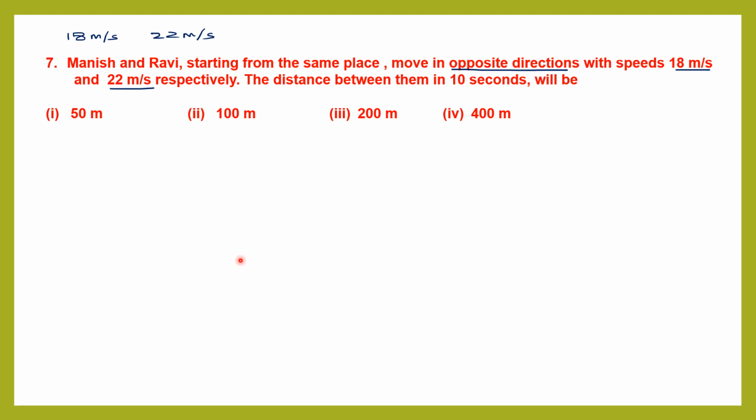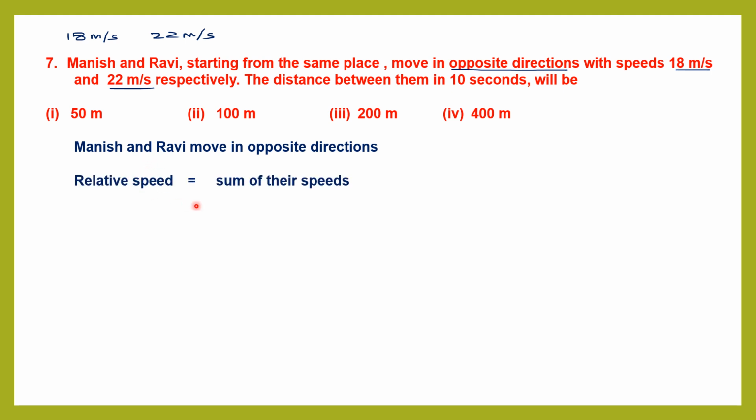Remember this, when Manish and Ravi move in the opposite directions, we have to talk about their relative speed. That means the speed of one person in relation to the other person. So the relative speed will be the sum of their speeds. That means to find the relative speed when they move in opposite direction, you have to add up their speeds. When they're moving the same direction, you have to subtract their speeds. So here they're moving in the opposite direction. So let us add up their speeds.